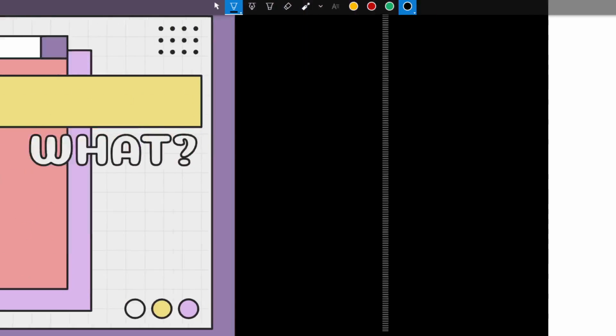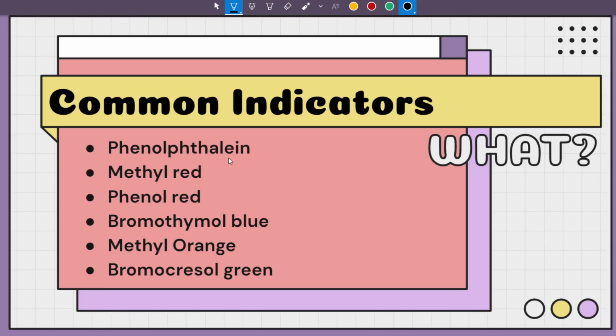One of the most common types of indicators is phenolphthalein. So phenolphthalein is clear below 8 pH, and then it turns pink. And that is the one you will be using in your lab. But there are other ones: methyl red, phenol red, bromothymol blue, methyl orange, bromocresol green. Again, you just look up your specifications, what color you're looking to change for.